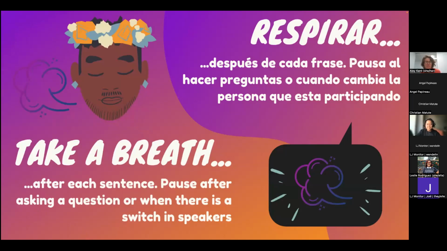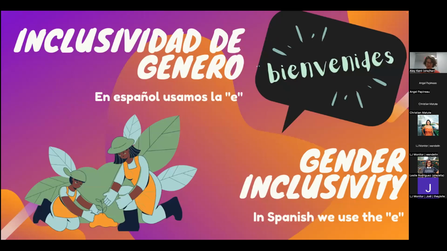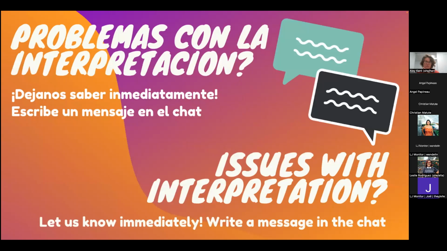And there's also this invitation to mute your mic if you're not speaking. And lastly, for the people who are interpreting or listening to the interpretation in Spanish, you will see that we use gender inclusivity in Spanish. We use the E instead of O or A to be reflective of gender inclusivity. And this is not a pronunciation error, but an intentional decision to recognize the expansiveness of gender that exists within our communities. And again, anything that comes up with interpretation, please let us know.